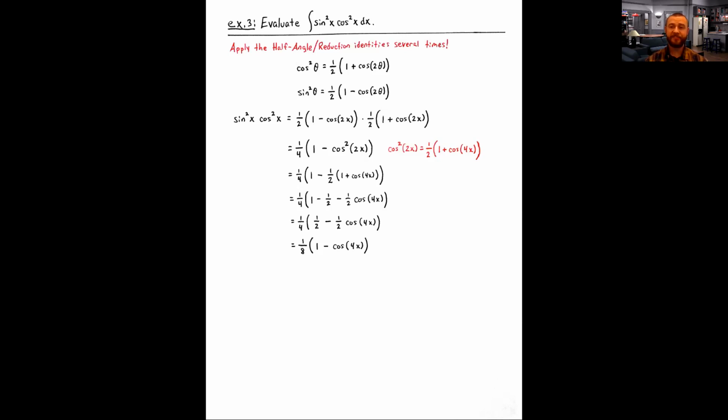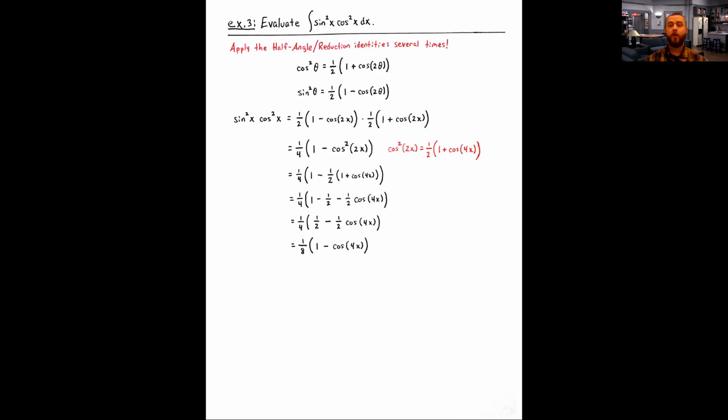And then the 1 minus cosine of 2x times 1 plus cosine of 2x, we can expand that. It's basically a factored version of a difference of squares. The outer and inner terms will cancel. If you fully expand that, you'll get 1 minus cosine squared of the angle 2x. Cosine of 2x times cosine of 2x is cosine squared of 2x.